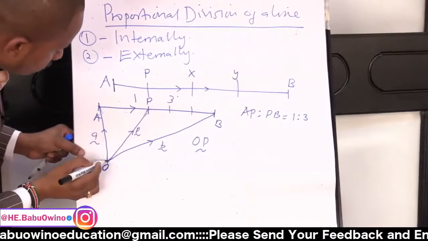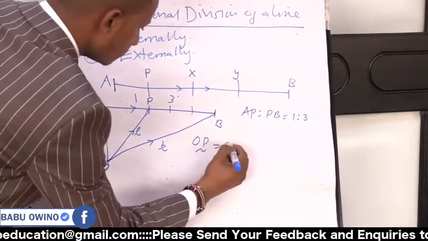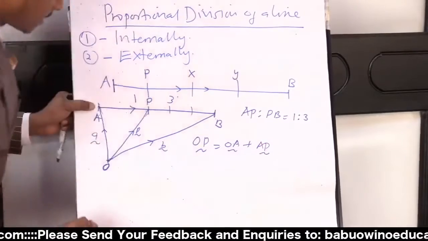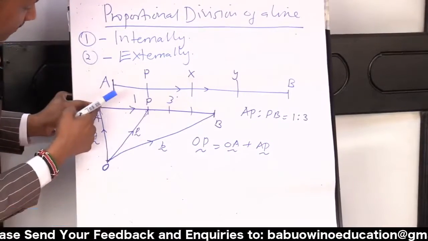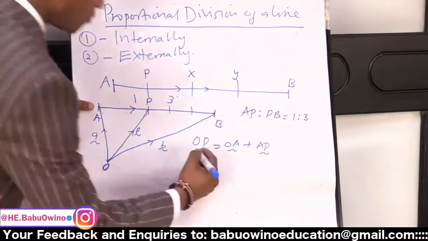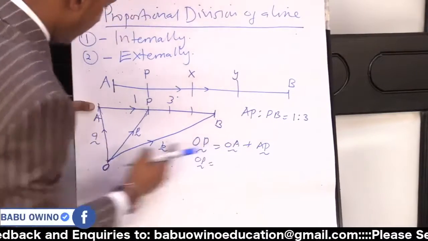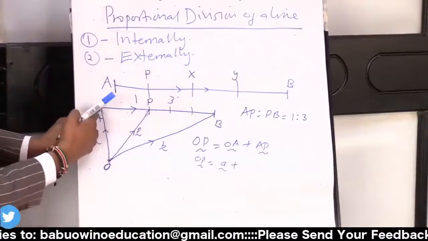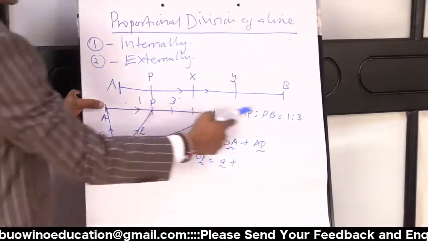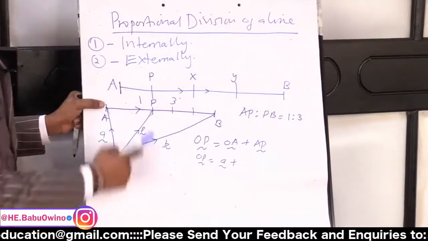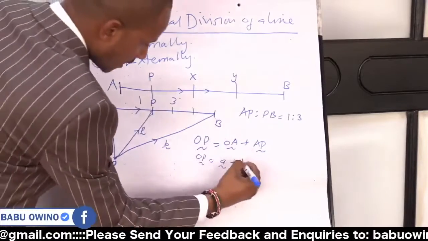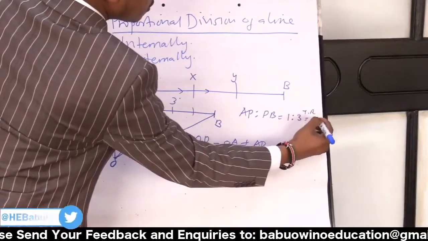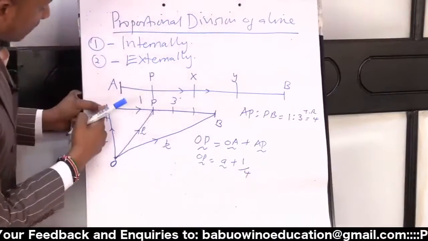O to P is equal to O to A plus A to P. Again, O to P is equal to O to A plus A to P. So OP equals OA, which is given by A, plus AP. AP is given by the ratio, that is why we were introducing the ratio. It is 1 divided by the total ratio, which is 4. So 1 divided by 4 of AB.